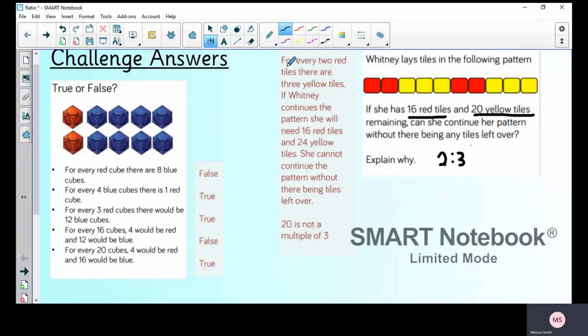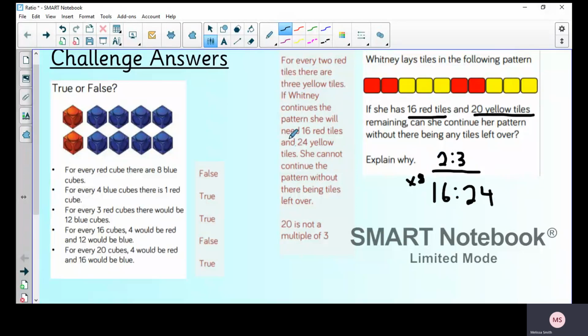Now, as it says, for every 2 red tiles, there are 3 yellow. So we've written out the ratio. If she would continue the pattern, she will need 16 red tiles and 24 yellow. So how have they worked that out? Well, if you have a look, 16 red tiles, the ratio has been scaled up. 2 times 8 is 16. 3 times 8 is 24, not 20.